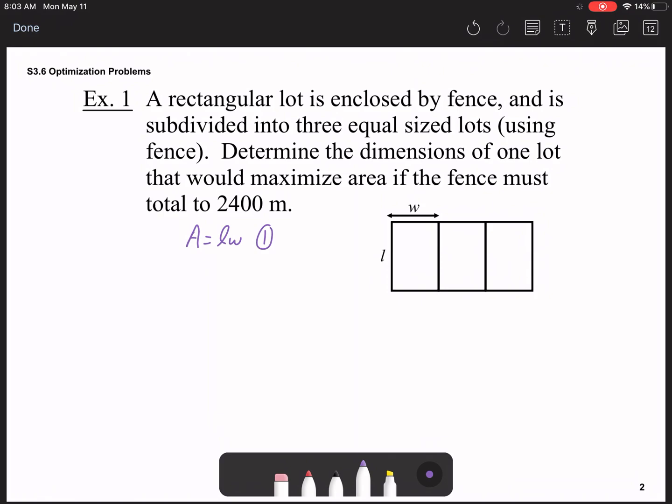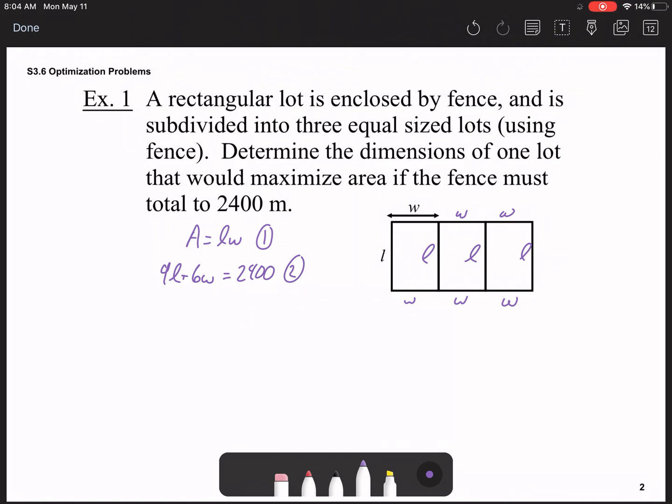Also notice that I have various widths that are here, and I have 4 lengths. So I know I have 4 lengths plus 6 widths is equal to 2,400 meters.